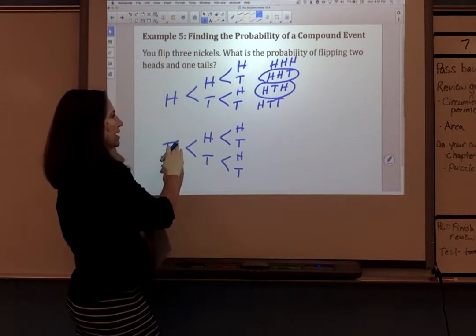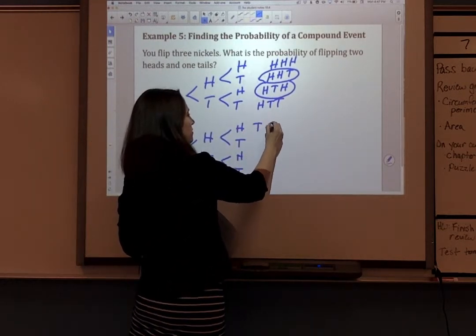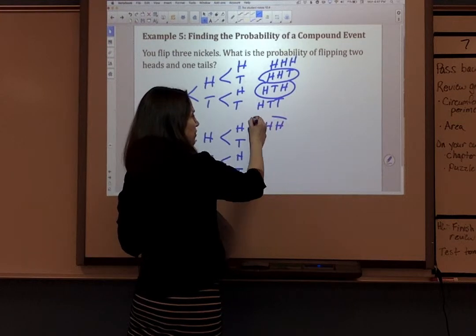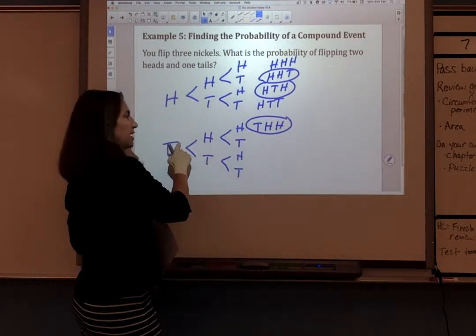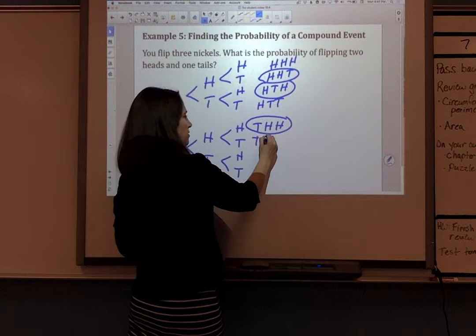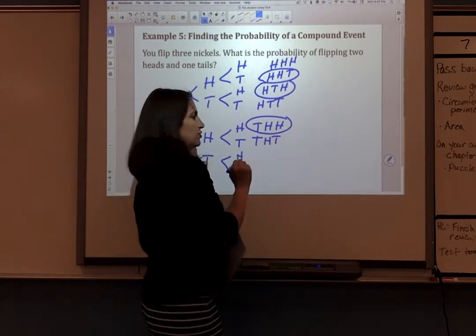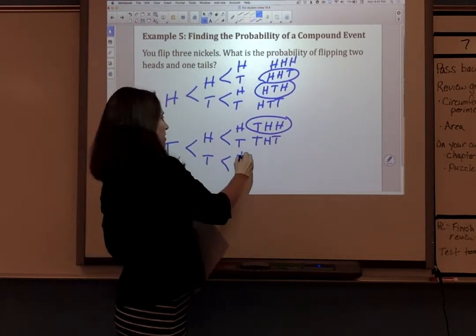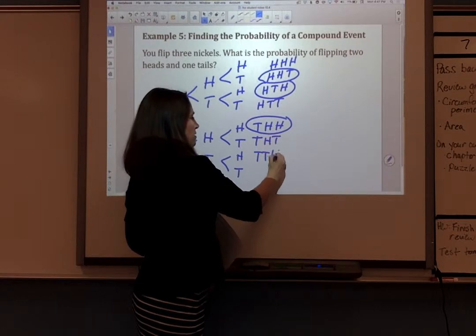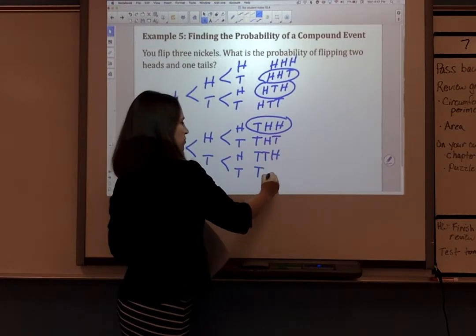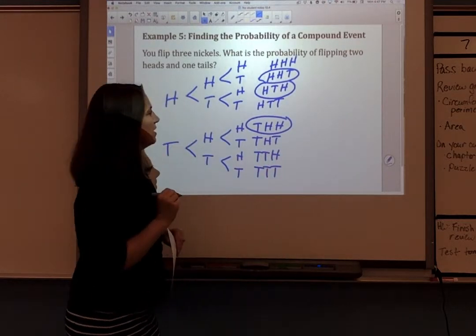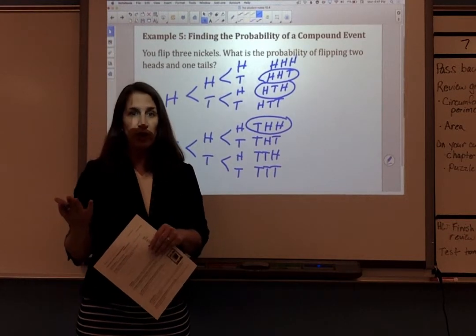Now let's look down here. Tails, heads, heads. That's 2 heads and 1 tail. Tails, heads, tails. That's too many tails. Tails, tails, heads. It's also too many tails. And the last one is way too many tails, all 3. So there are 3 favorable outcomes.